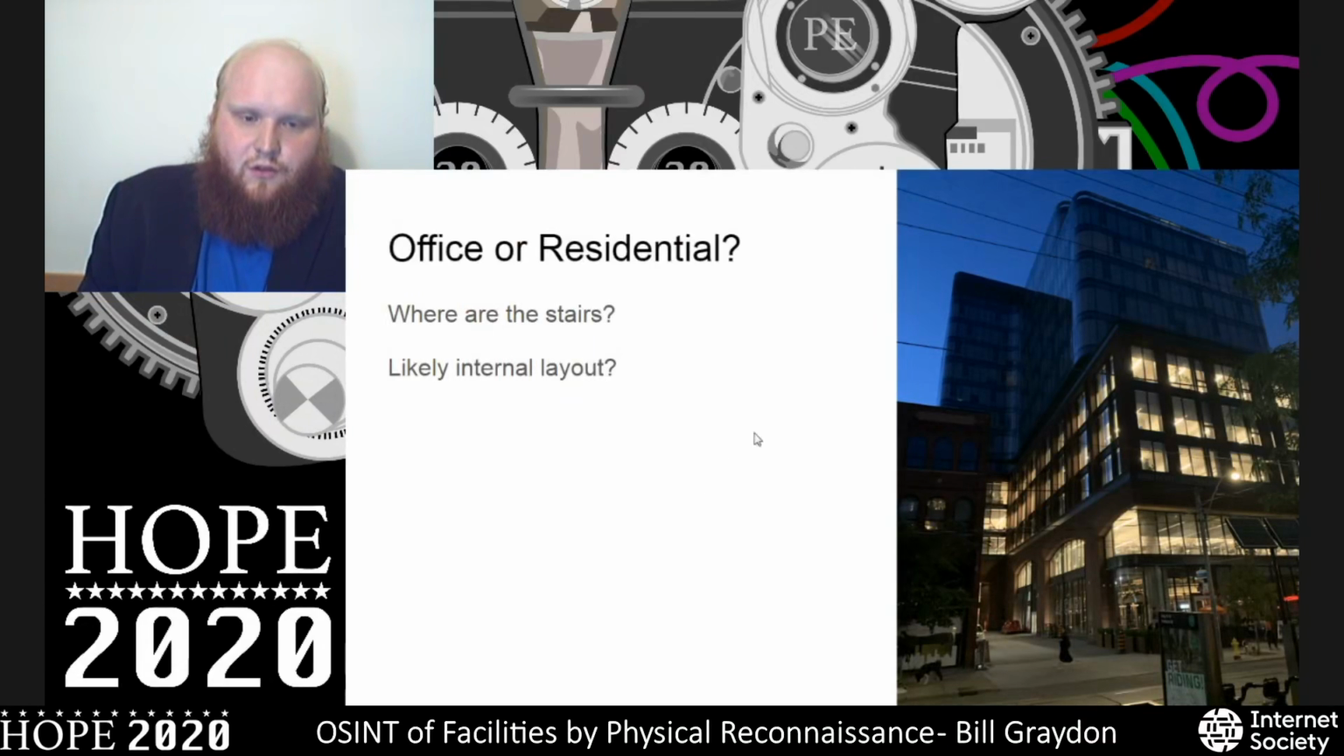So here's a good test. Is this building likely office or residential? Well, looking at it, we see that all the windows are lit on the bottom and none of them are on the upper half. That's very atypical for a residential setting. So this is likely an office building.